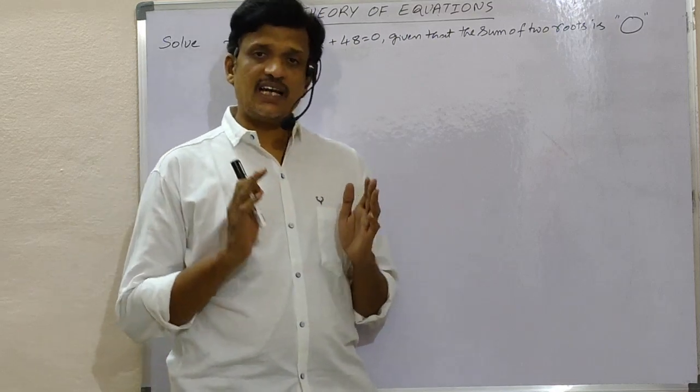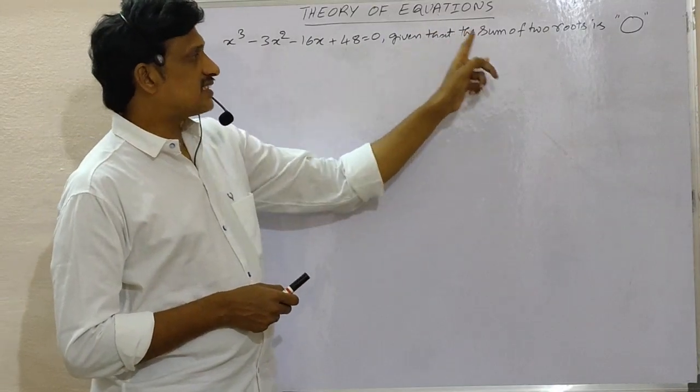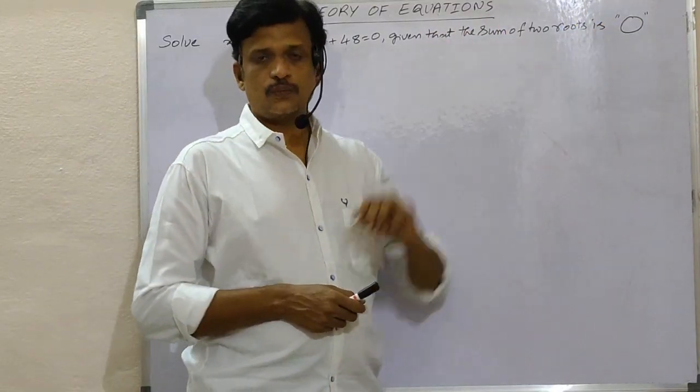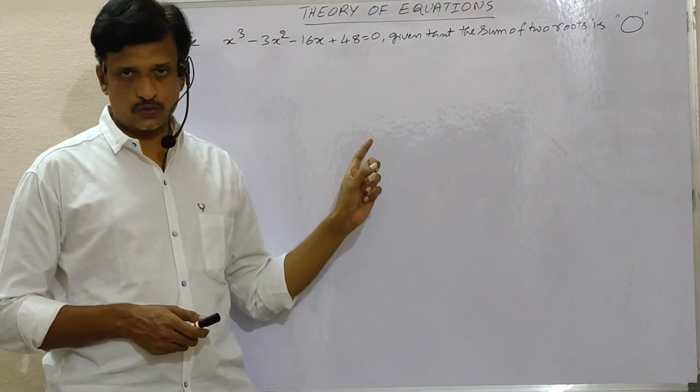But here we have a relation, means we have a condition. What is the condition here? Solve the given cubic equation given that the sum of two roots is 0. So the given cubic equation has 3 roots.